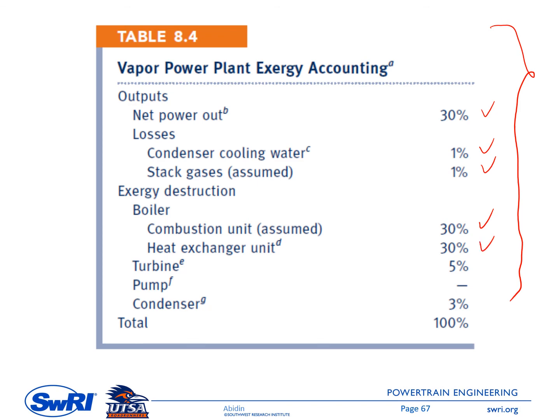This is what we calculated, exergy destruction inside the heat exchanger. This is the exergy destruction inside the turbine. And then the exergy destruction inside the pump is pretty small, I believe 0.03%, so we assume it is 0. And this is the exergy destruction inside the condenser. If you sum up all of this, you will get 100%. So this is an example of exergy accounting or exergy analysis on a Rankine cycle.